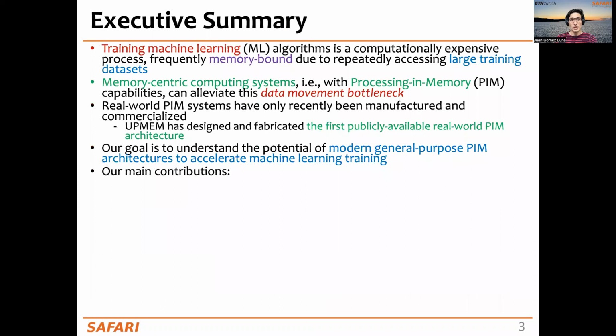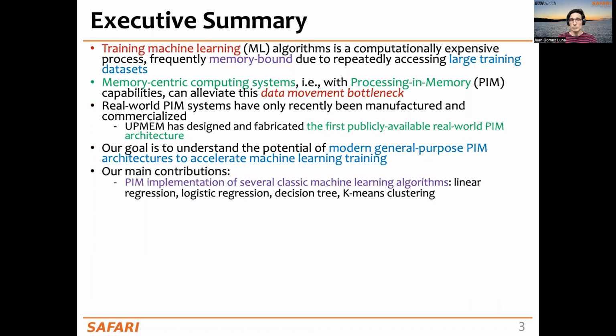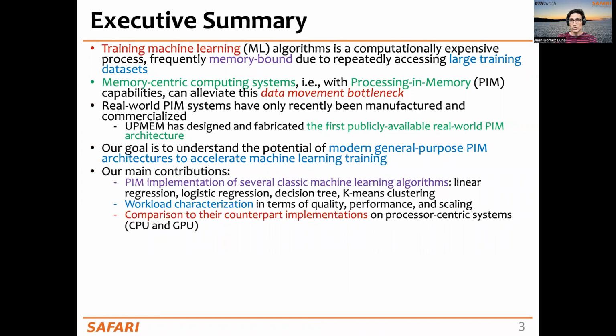Our goal in this work is to understand the potential of modern general-purpose processing in memory architectures to accelerate machine learning training. And the main contributions of this work are the PIM implementation of several classic machine learning algorithms, linear regression, logistic regression, decision tree, and K-means clustering, their workload characterization, and the comparison to their counterpart CPU and GPU implementations. As you will see, the PIM version of decision tree is 27 times and 1.34 times faster than the CPU and the GPU versions respectively.